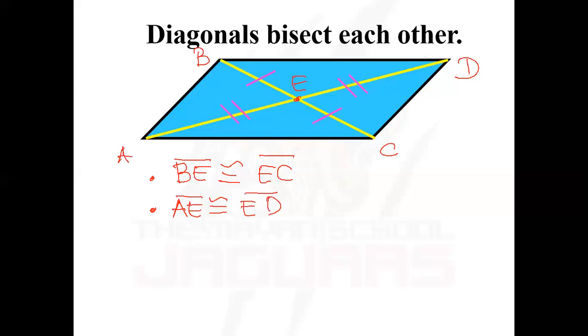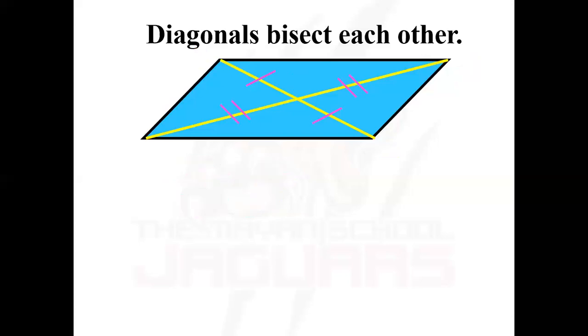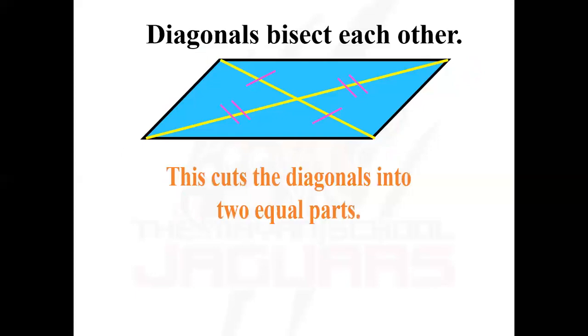So in here, what we can notice is that the point E is the midpoint for the segment BC, but also for the segment AD. And this is the property: diagonals bisect each other. So let's continue with the next and the last property.